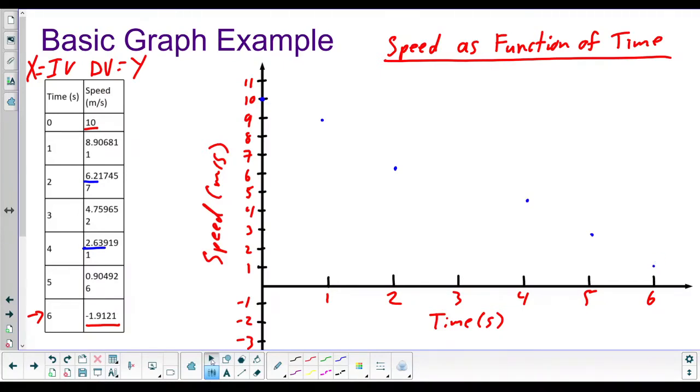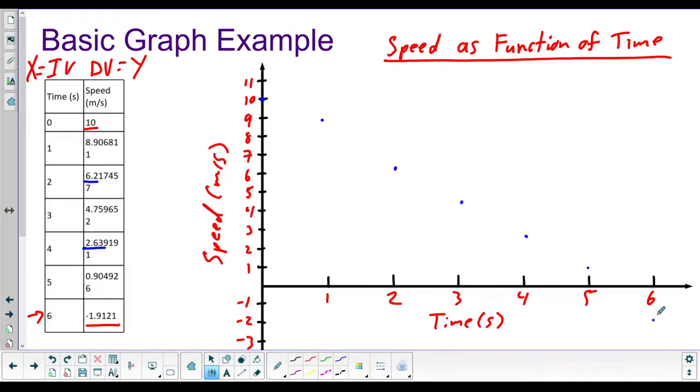Oh, I've missed one. Luckily for me, I'm on a smart notebook, and I can just scooch those right over, right? There we go. And then 6, we have to be at negative 1.9, so we're going to be at almost negative 2.